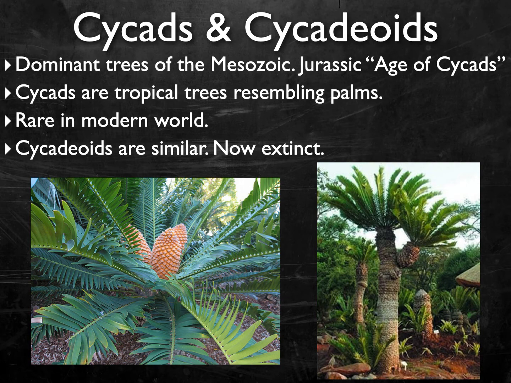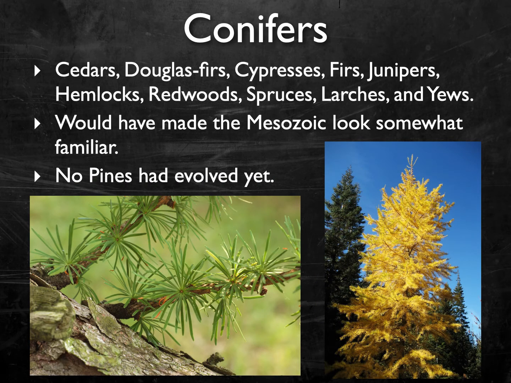Some of the other conifers that were around during this time were things like cedars and Douglas firs, cypresses, junipers, hemlocks, redwoods, spruces, larches, yews. So some of that would have looked familiar because those plants are around today. And in some respects, a lot of those trees are really living fossils.